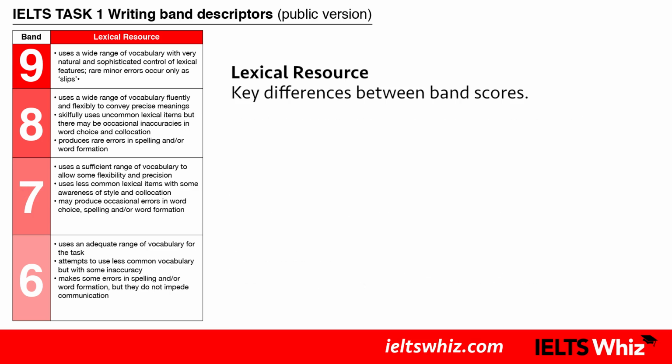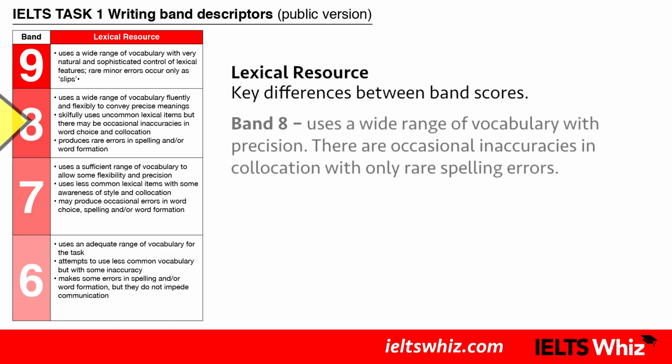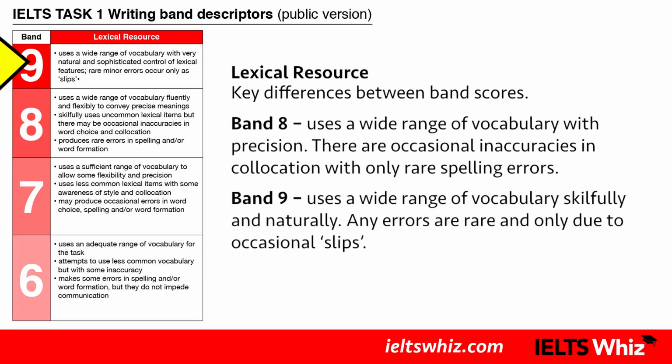Now, when looking at the highest band scores, we can see that the key differences between the band scores is that for band 8, the candidate uses a wide range of vocabulary with precision. There are occasional inaccuracies in collocation, with only rare spelling errors. And for band 9, the candidate uses a wide range of vocabulary skillfully and naturally. Any errors are rare and only due to occasional slips.